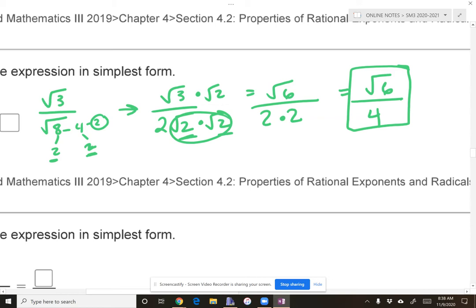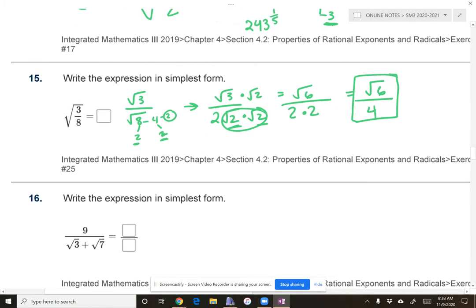Okay, and I can't simplify the 6 and the 4, even though you want to, because they're both even and you think you can. But the 6 is on the inside and the 4 is on the outside of a root, so we cannot.